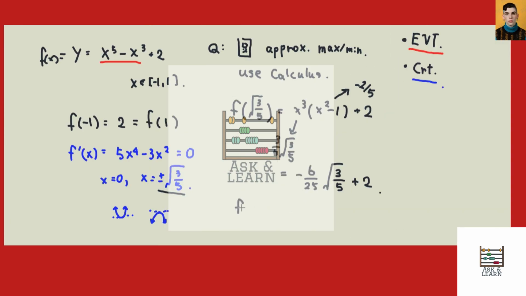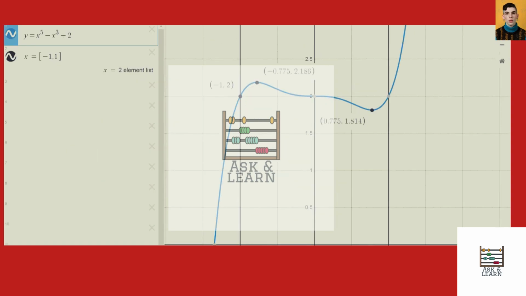If you plug in f of negative square root of 3/5, you will get the positive version of this expression, plus 2. And these are going to be the precise locations of the maximum and the minimum. And then you can see that if you plug it into a calculator, it will actually be these two numbers that you see right there. And this is how you solve this problem.